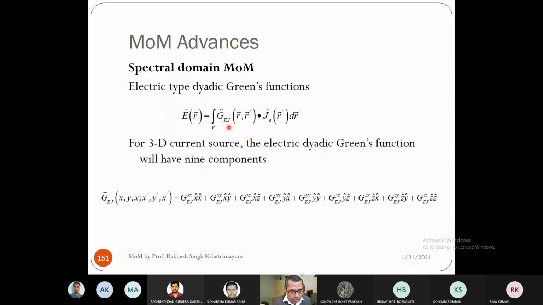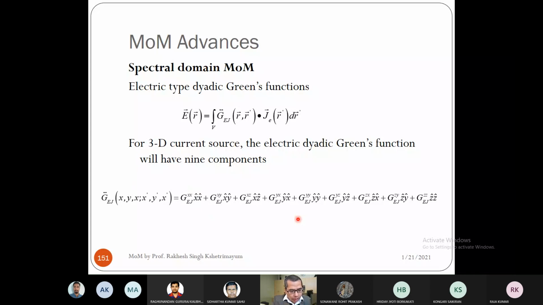And this electric dyadic Green's function you denote with the double arrow, not a single arrow. So it is a dyad, an extension of the vector analysis. And many of the students think that this is one of the very tough parts of MoM. But as you do it again and again, you'll get used to it. So it will be just like vectors later on. So this Green's function, the electric dyadic Green's function, will have 9 components. I'll discuss that briefly in the next slide.